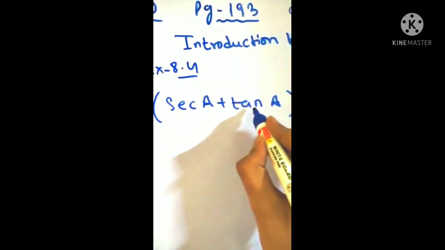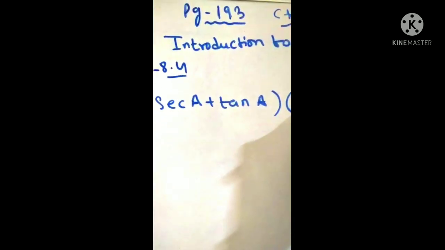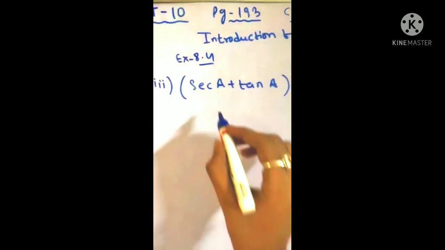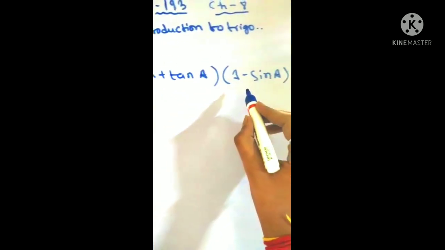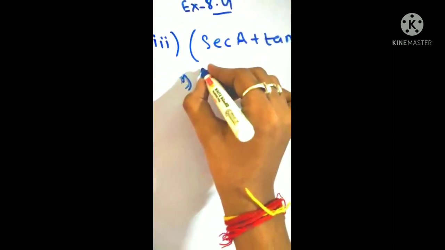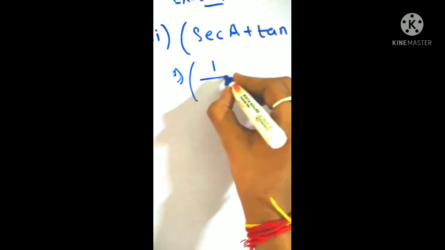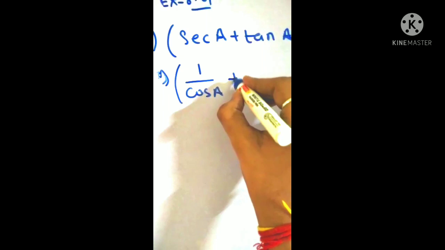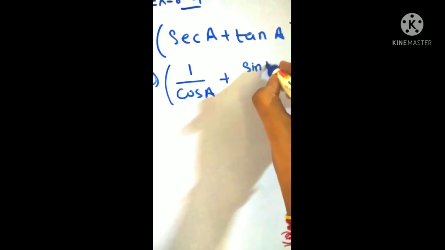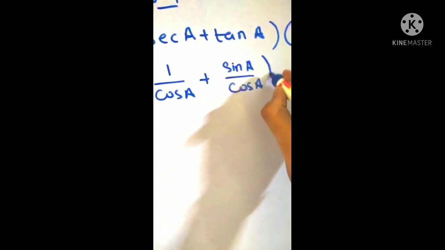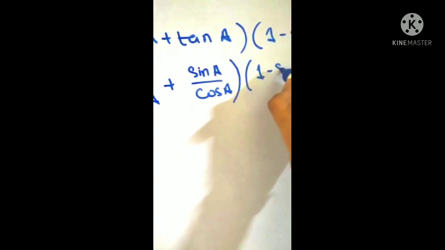Question number 4.3 tells that (sec a plus tan a) multiplied by (1 minus sin a). So here we have to find the value of this expression, that is (sec a plus tan a) multiplied by (1 minus sin a). See, sec a can be written as 1 by cos a, plus tan a can be written as sin a by cos a, multiplied by (1 minus sin a).